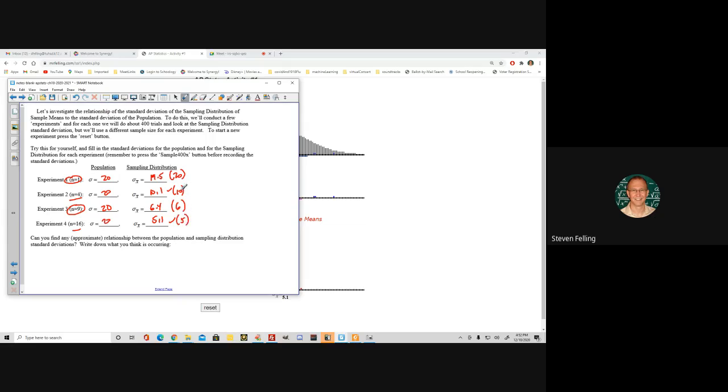Here's the next thing I want you to do. Take your numbers and round them. Can you see any connection between these two? If you wanted to make a formula that had sigma and sigma X bar, how would you make a formula that connects those two things? Think about that for a second. Pause the video, think about it, see if you can figure out what's going on here.